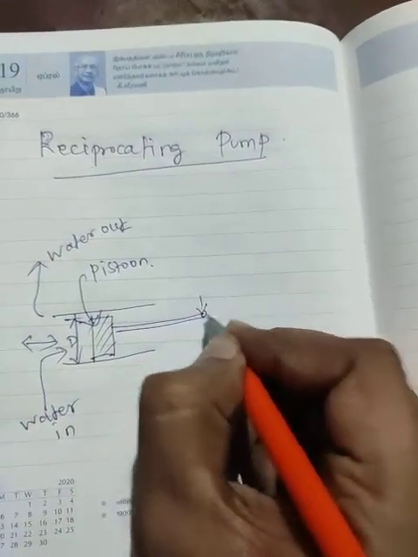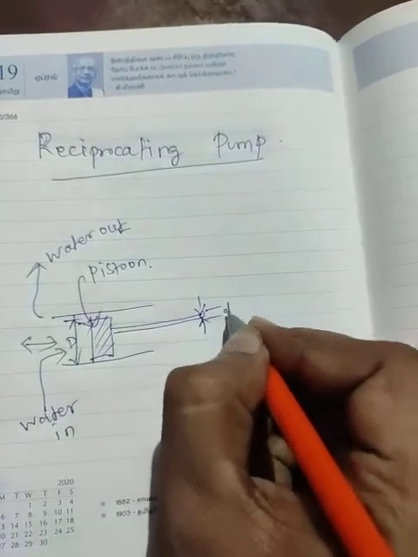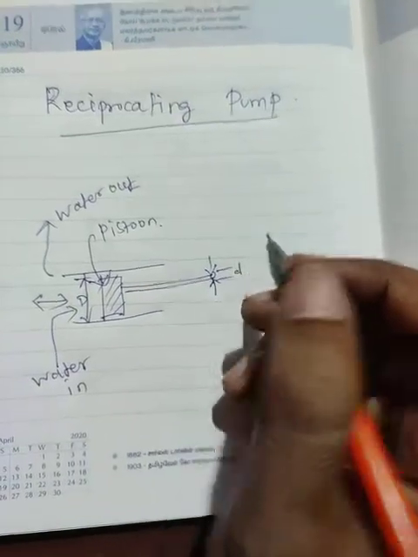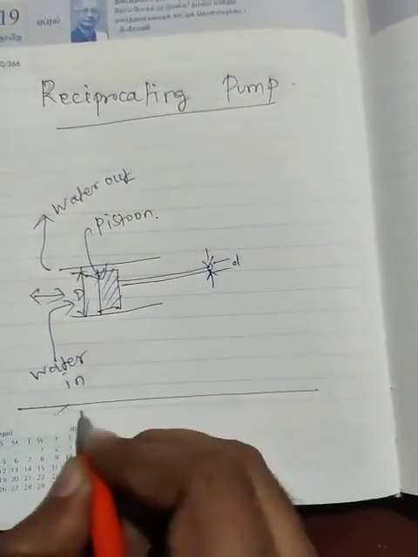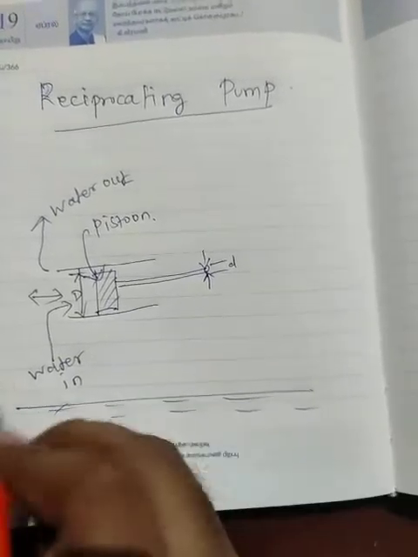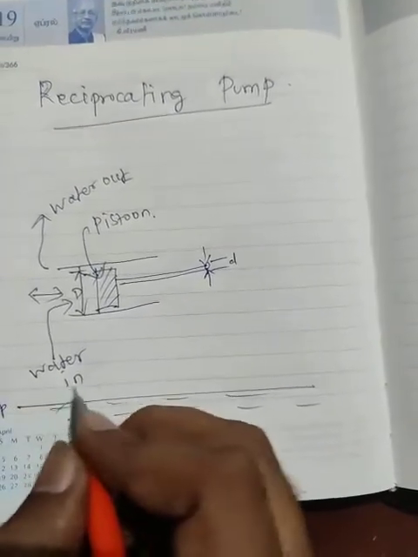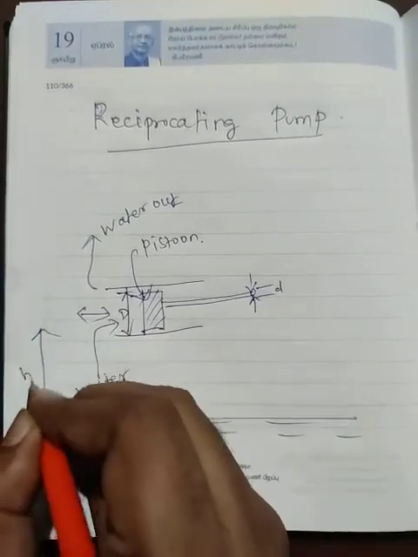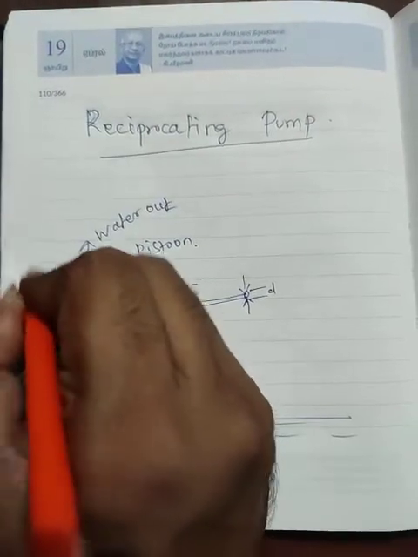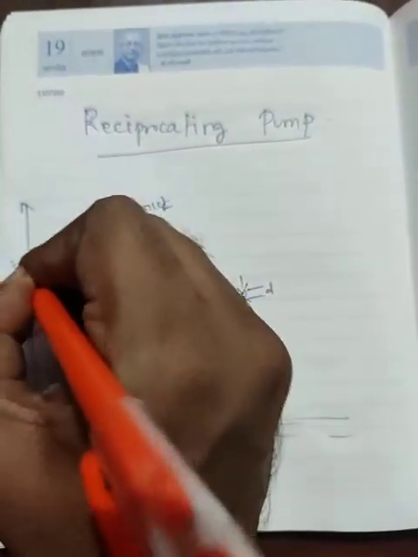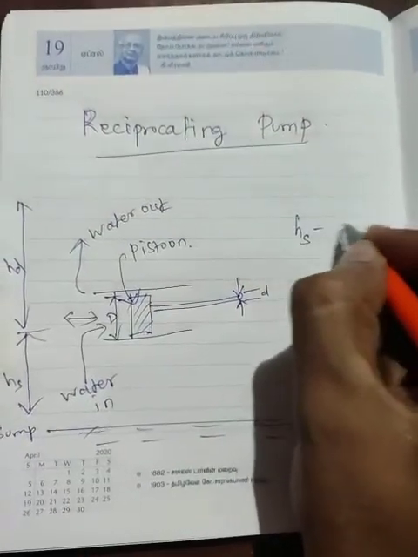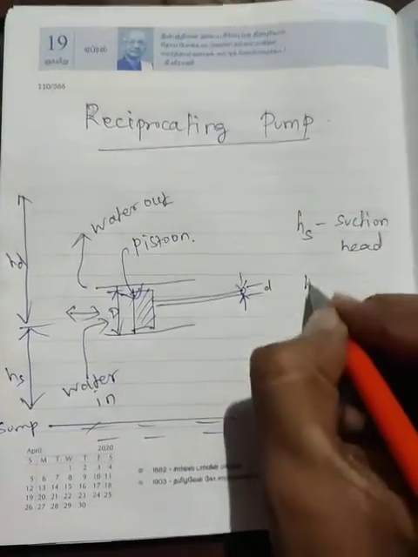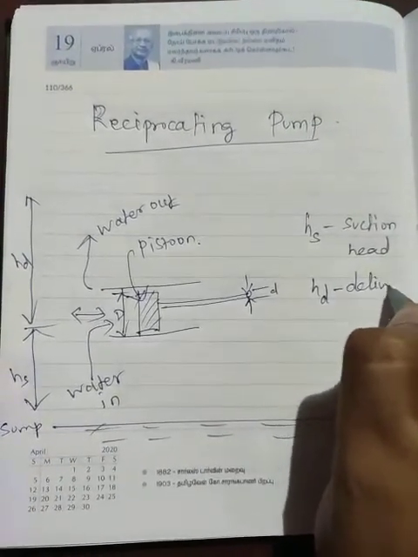So one side of the piston diameter is capital D, and on the right hand side of the piston there will be a connecting rod. The connecting rod diameter is kept as small d. The water is lifted from the sump level to the pump level. This height is called suction head. From the pump level towards the delivery point, the vertical distance is called delivery head. If we sum both HS and HD, then we have total head HS plus HD.